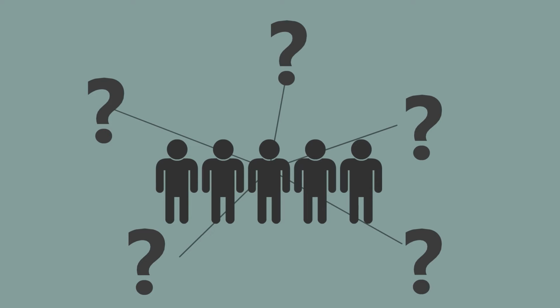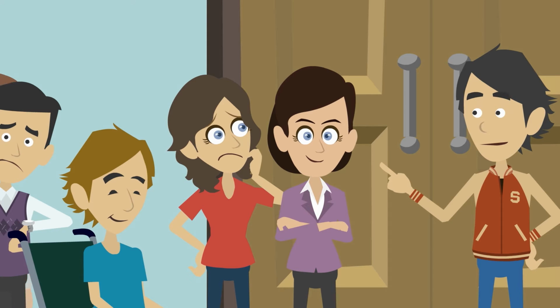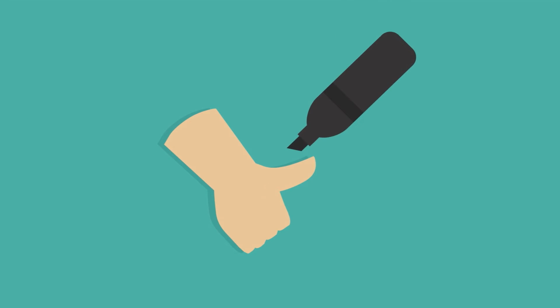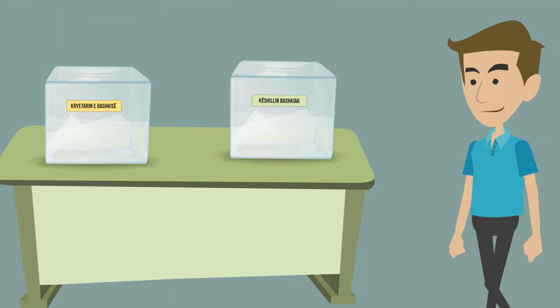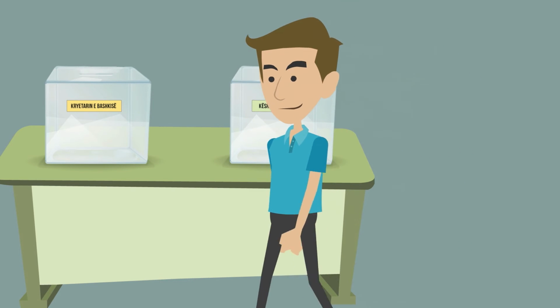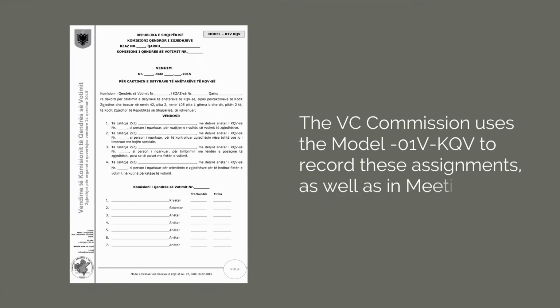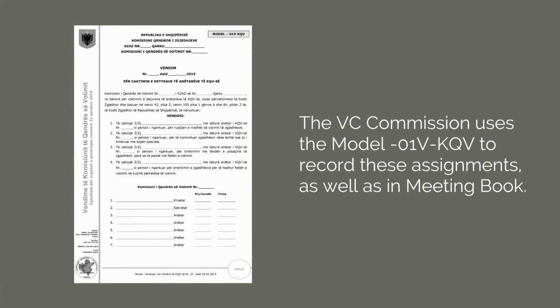Specifically, who will take care of the queue of voters at the entrance to the voting center? Who will check the voter's hand to see if she's already been marked with the special ink? Who will mark the voter's finger with ink? And who will be present near the ballot boxes to orient the voter to cast the ballot paper in the correct box? The VC Commission uses Model 01V KQV to record these assignments, as well as in the meeting book.